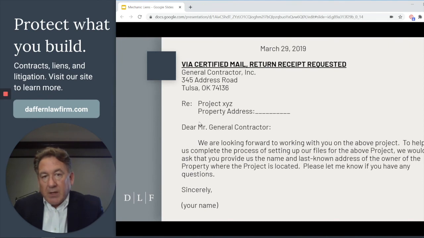Sincerely, your name." Now, send that out certified mail, return receipt requested. Make sure they get it. And if they don't respond to you within 5 days of receiving that letter, then you don't have any requirement to send a pre-lien notice.